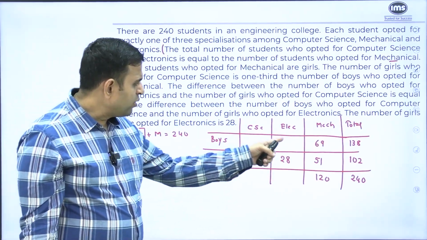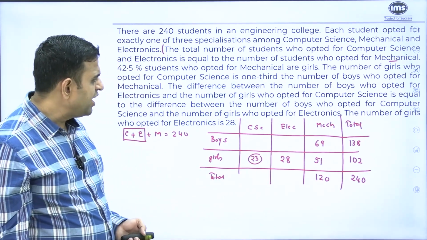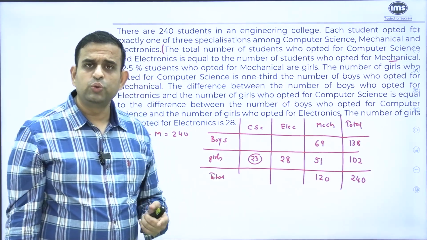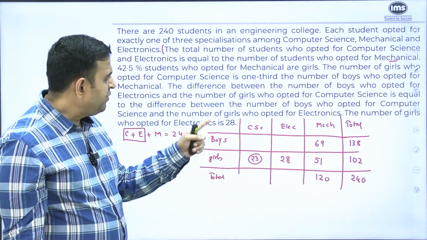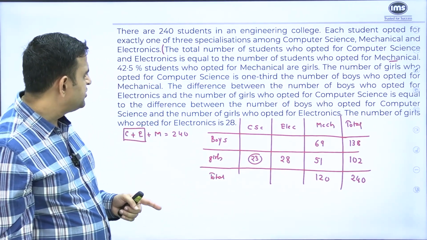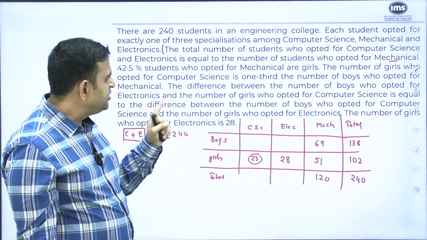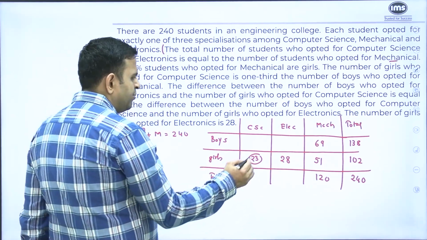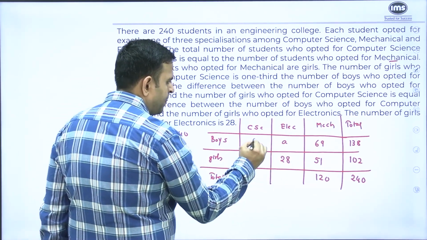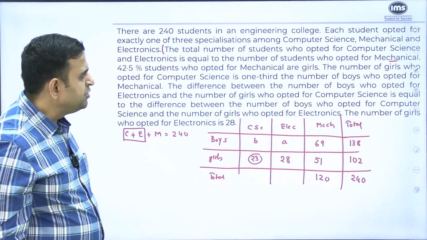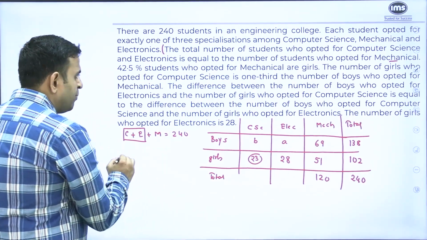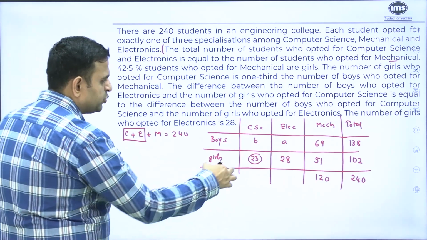Now we are yet to find out these numbers. Understand the total of computer science and electronics must be equal to 120. And we are yet to use this information, which is telling you the difference between the number of boys who opted for electronics. Let's take some variables. This is A, this is B. The difference between the number of boys opting for electronics, which is A, and the number of girls who opted for computer science, which is 23.